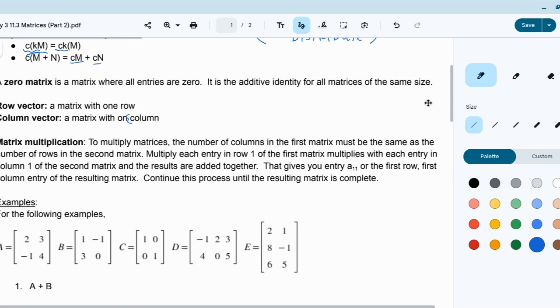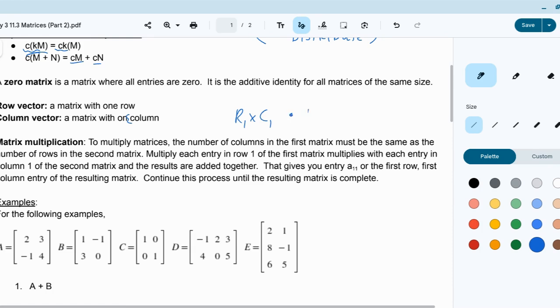Now, the big challenge here will be matrix multiplication if you've never done this before. What you're going to do is multiply matrices. The number of columns in the first matrix must be the same as the number of rows in the second matrix. So think about it this way. If I'm looking at matrix 1, we'll call it, we've got a row by column size for matrix 1.